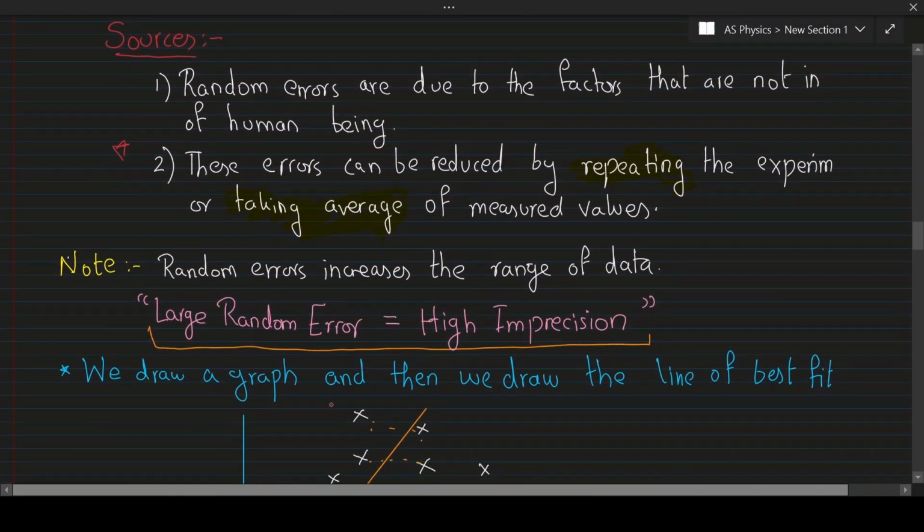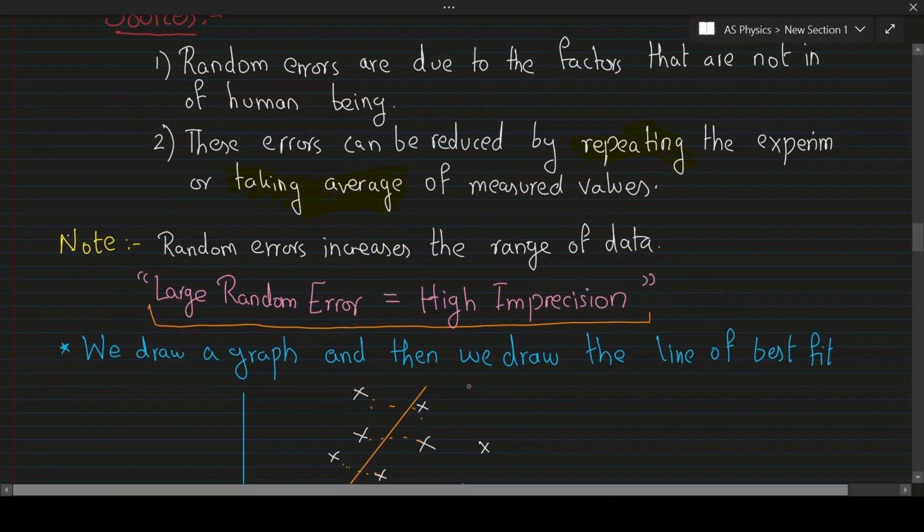Okay, now we need to see the relation. Random error increases the range. Now I have previously told you that range is related to what? Precision. So a higher range means less precision, that your data will be less precise. You need to remember this. So random error leads to imprecision. It is written over here: large random error equals high imprecision. You need to remember this rule, this relation also.